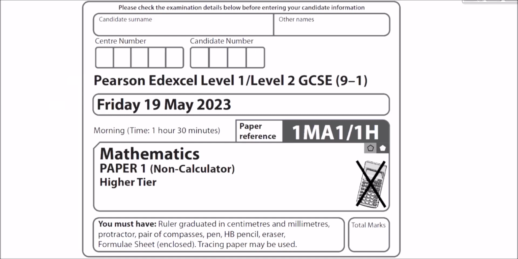Anyway, let's have a look together at question number one as I talk you through step by step how to do these questions. Question 1. Work out 8.46 divided by 0.15. So, fairly tough first question.